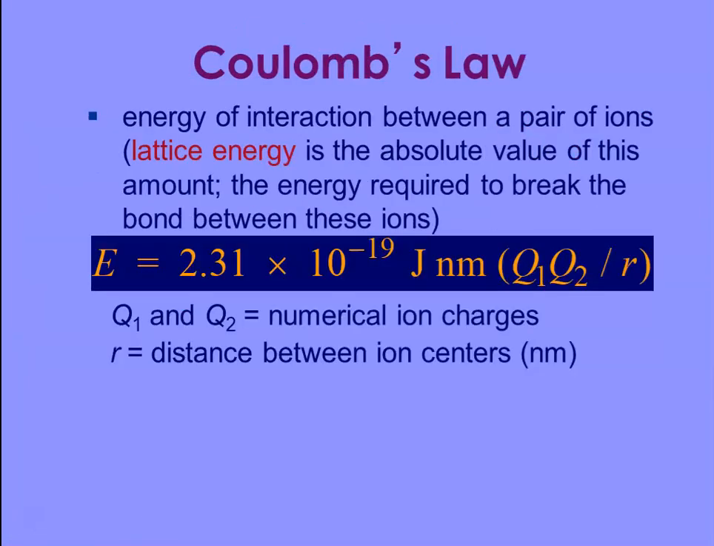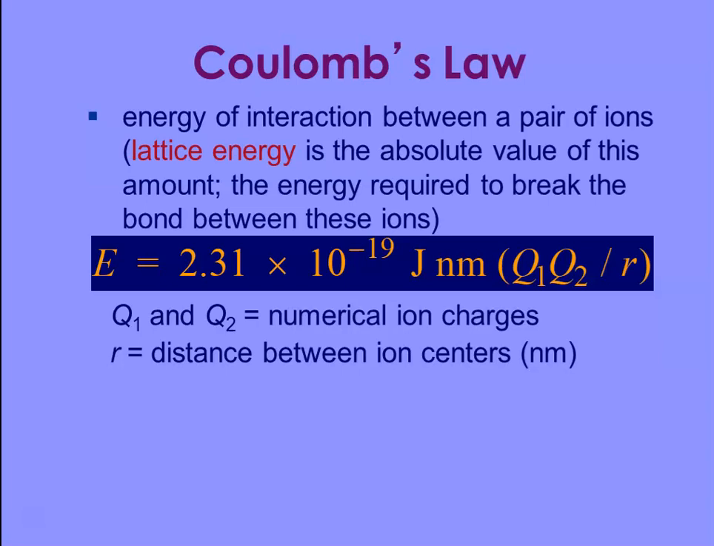Coulomb's law is one way we can assess the amount of energy that is stored in this bond. The lattice energy is the energy that would be required to break that bond once it has formed. Or, if you look at it in another direction, it is the amount of energy that is released when those atoms come together to form ions. So there's that constant there.